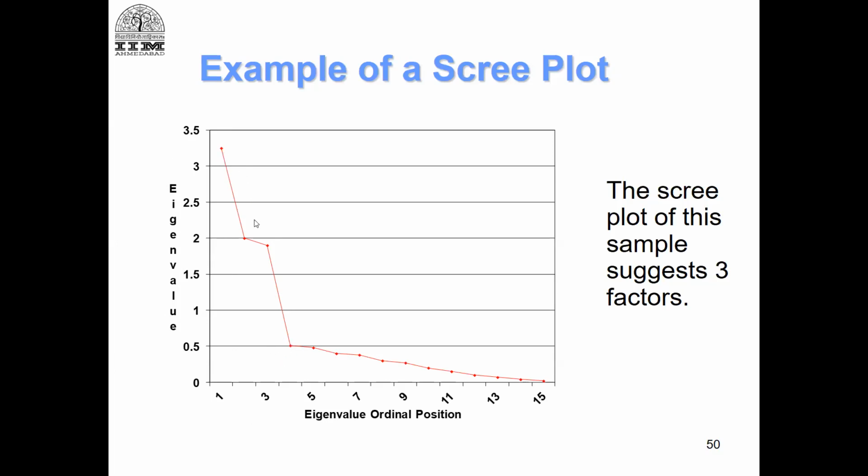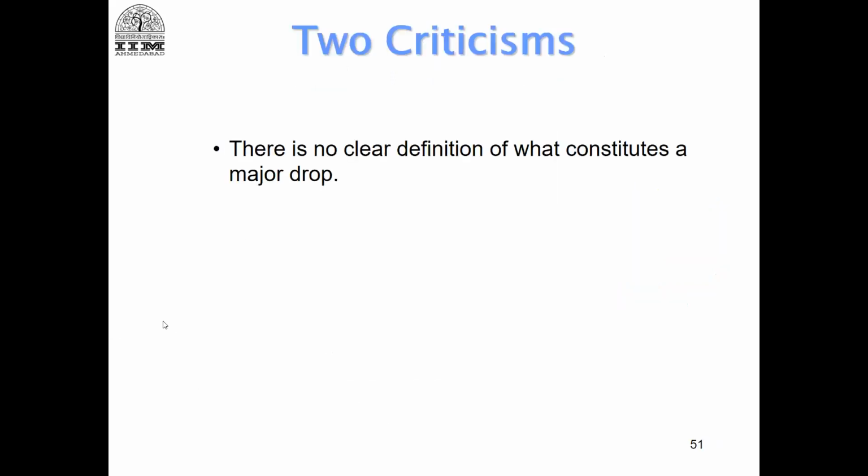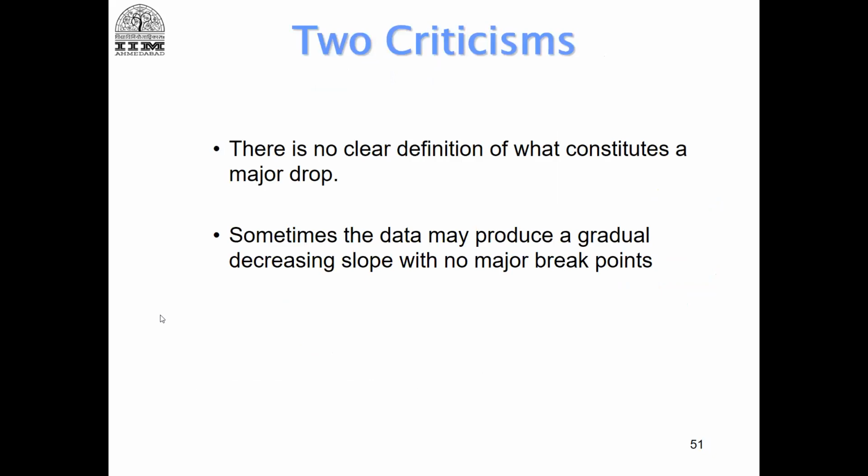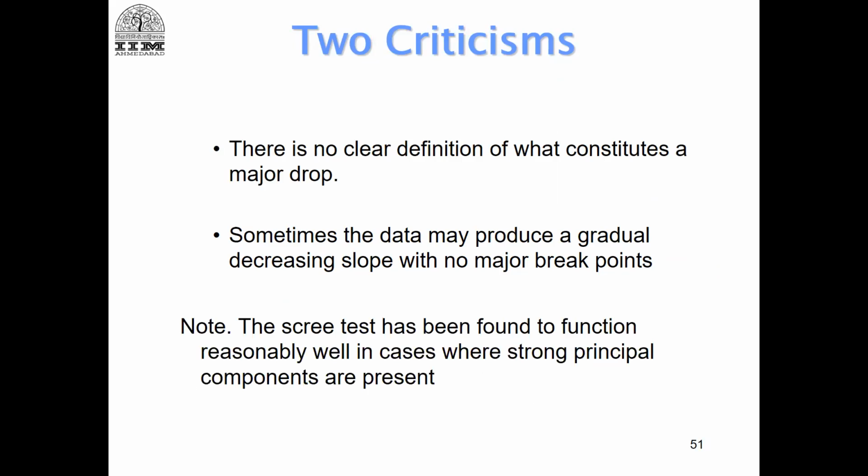So in this case, for example, we can say 1, 2, 3, 4 factors, or we can say only 1, 2, 3. Well, that is the problem with this kind of a plot. If I were to just look at the scree plot, maybe 4 factors can give us a good idea. But if you look at eigenvalues, only the first 3 factors are good. So there are criticisms of this. There's no clear definition of what constitutes a major drop. And some data may produce a gradually decreasing slope.